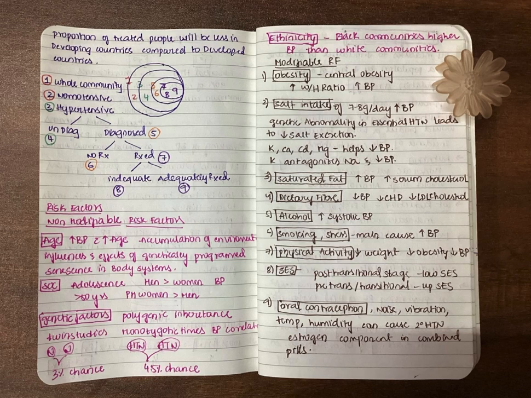Coming to modifiable risk factors. One is obesity, central obesity. That means a higher waist-to-hip ratio indicates high BP. And salt intake. If the salt intake is greater than 7 to 8 grams per day, then you will have more chance of developing high BP. And also a genetic abnormality in essential hypertension will lead to less salt excretion. So salt will be retained in the body, leading to higher BP. Potassium, calcium, cadmium, magnesium, these ions will help in reducing the BP. Mainly potassium works by antagonizing the sodium and decreases the BP.